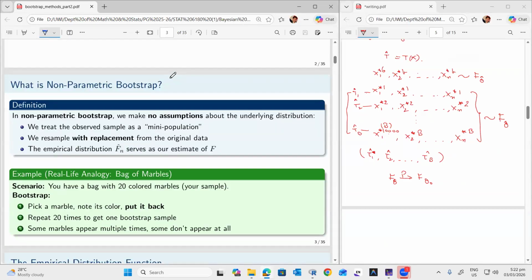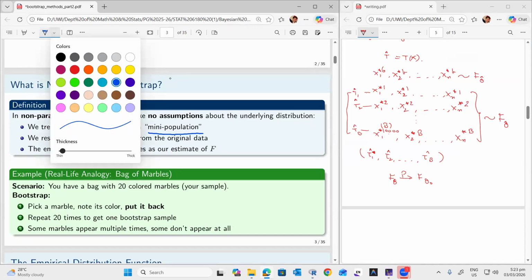Whatever bootstrap for non-parametric we have discussed, that was one basic explanation of the non-parametric bootstrap. We will discuss it in detail here. So what is the non-parametric bootstrap? In non-parametric bootstrap, we make no assumption about the underlying distribution. We treat the observed sample as the mini population.